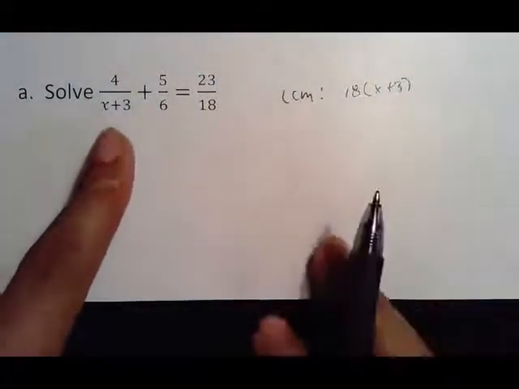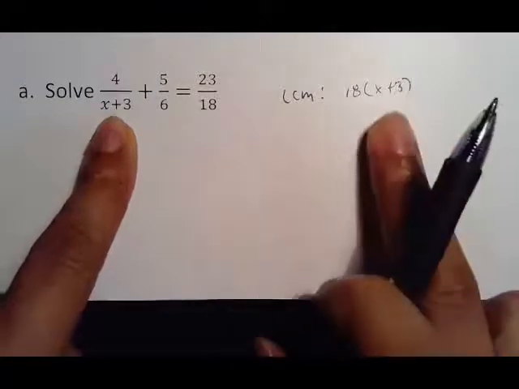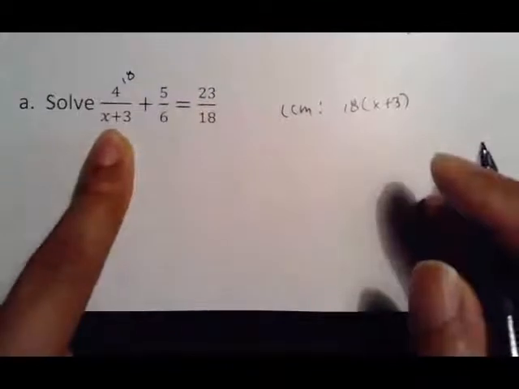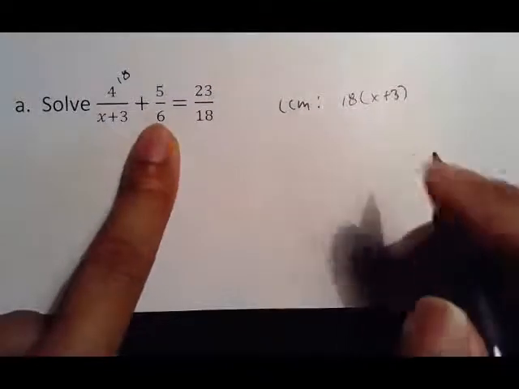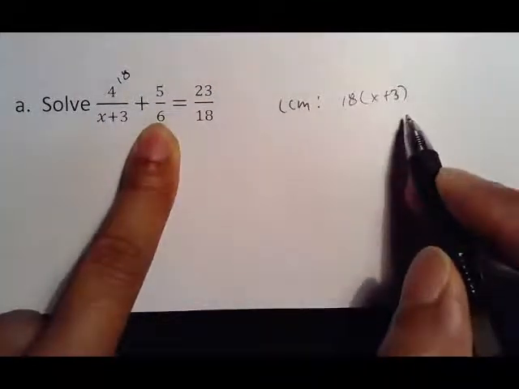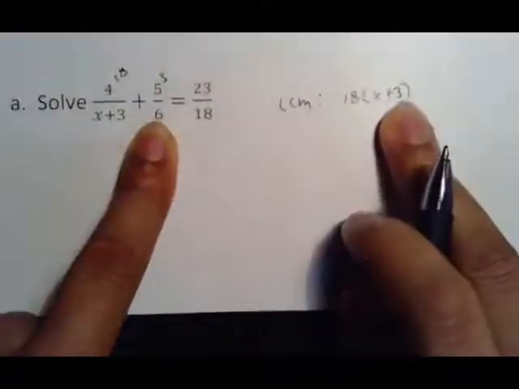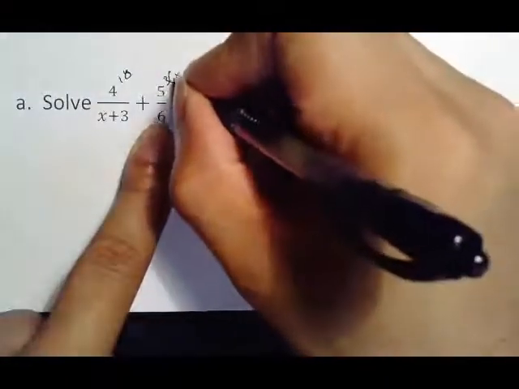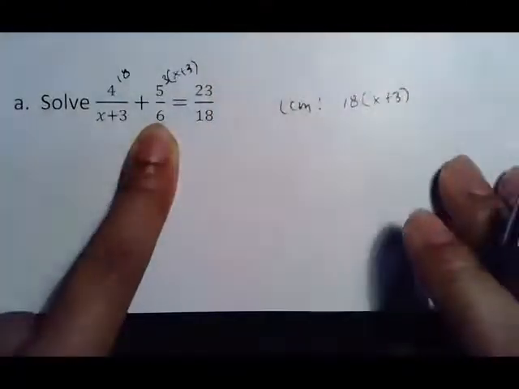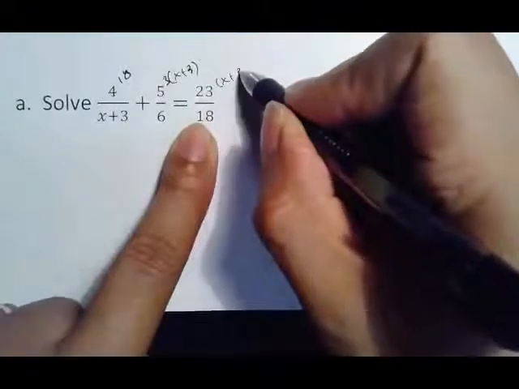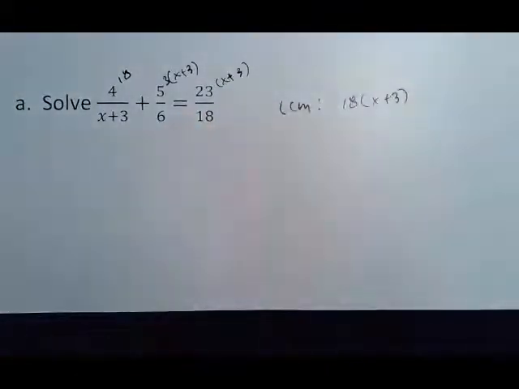So looking at this fraction, what is missing from here that's over here? And that would just be your 18. What is missing from here that's over here? And that would be, you need your 6 to turn into an 18, so a 3 and an x plus 3. What is missing from here is just x plus 3.